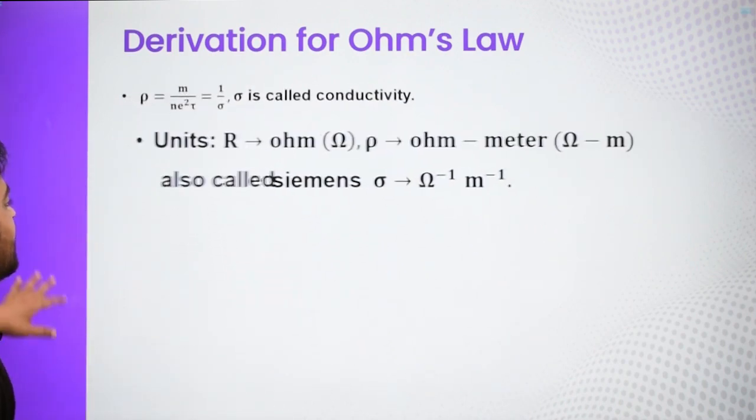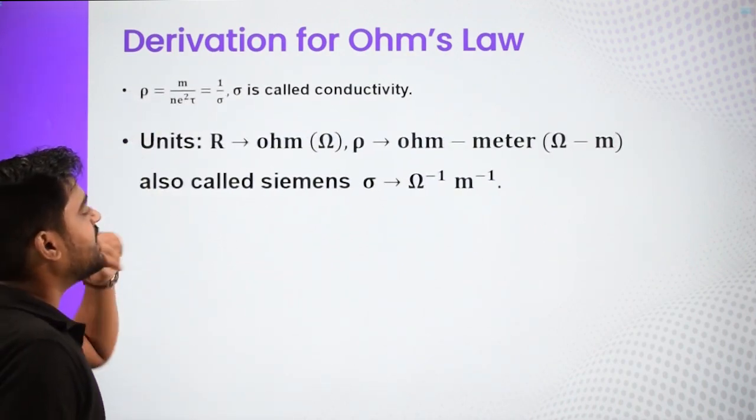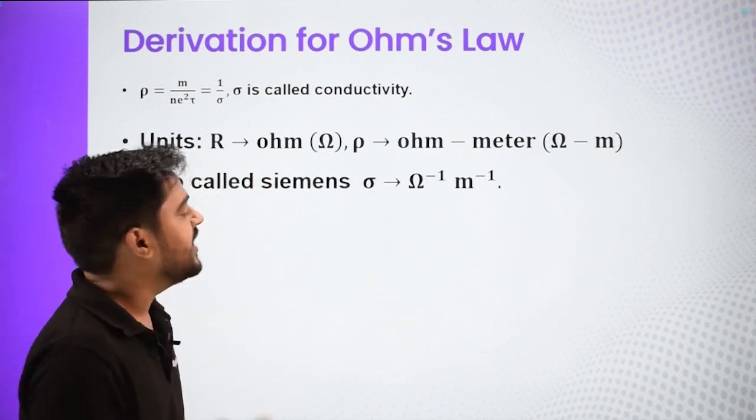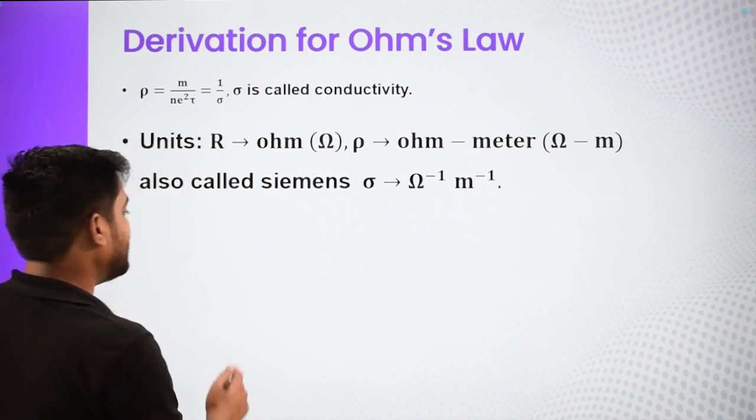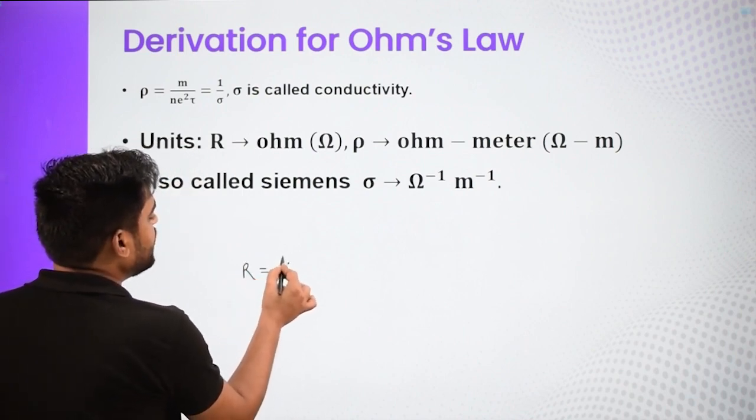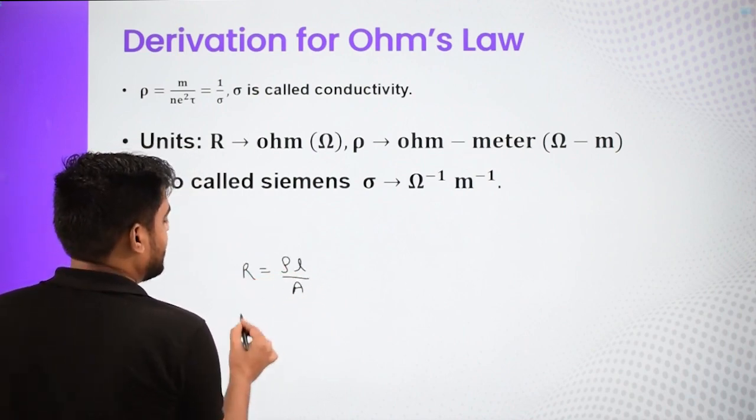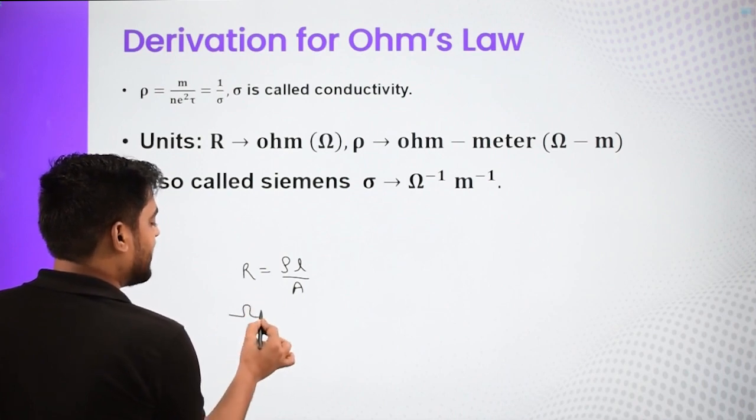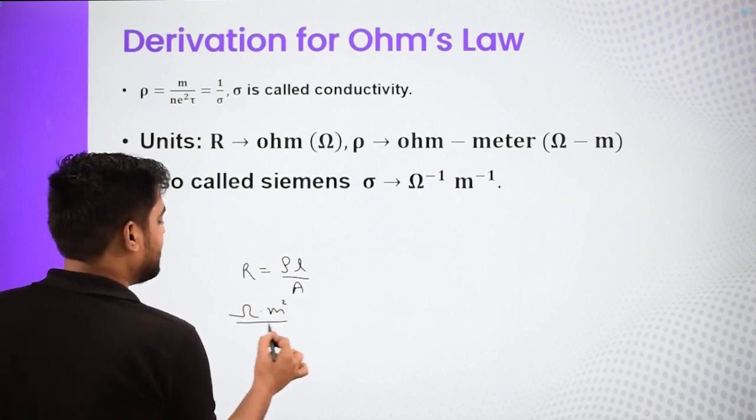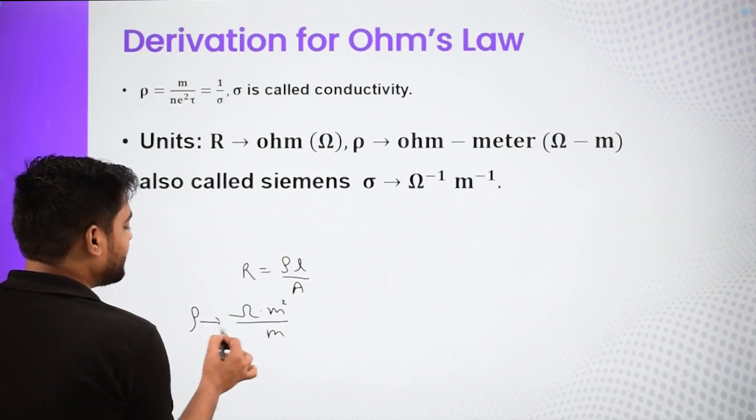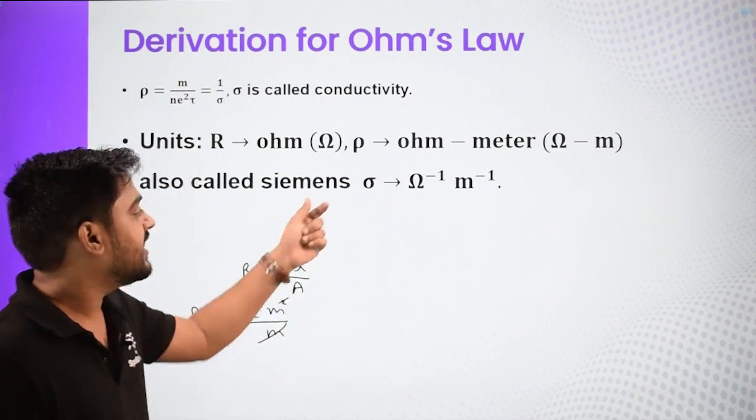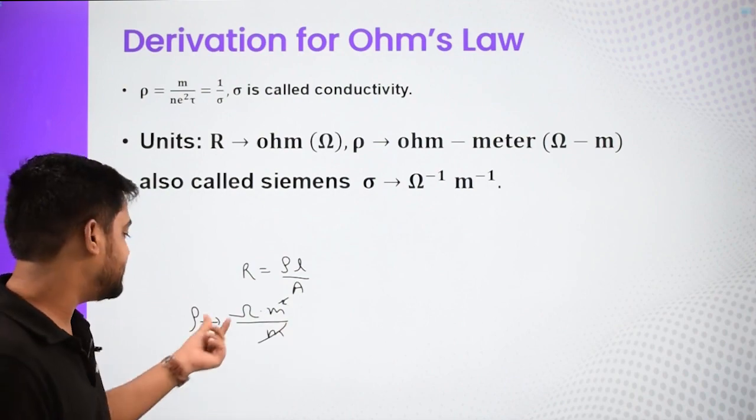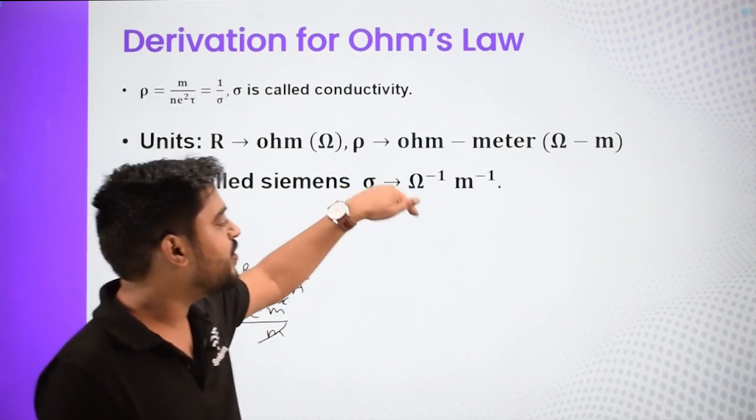Let's have a look at the units. The unit of R is ohm. The unit of rho is basically ohm meters. We have already seen that R is equal to rho L by A. So this is ohm, this is meter square, and this comes here and it is meter. So the unit of resistivity is simply ohm meter. And what about conductivity? The conductivity sigma will have a unit that is the reciprocal of rho, so it is per ohm per meter.